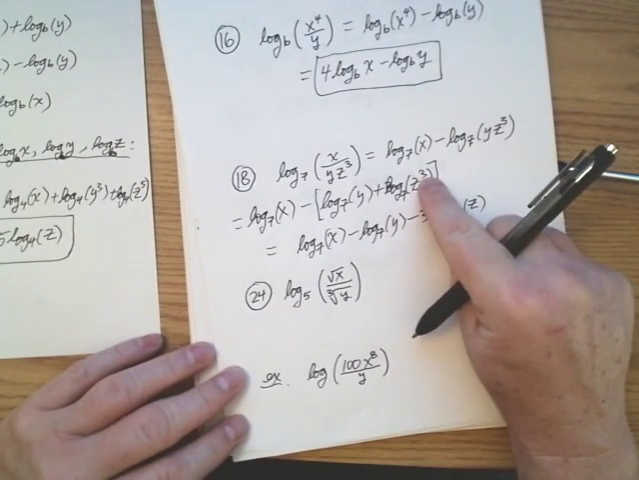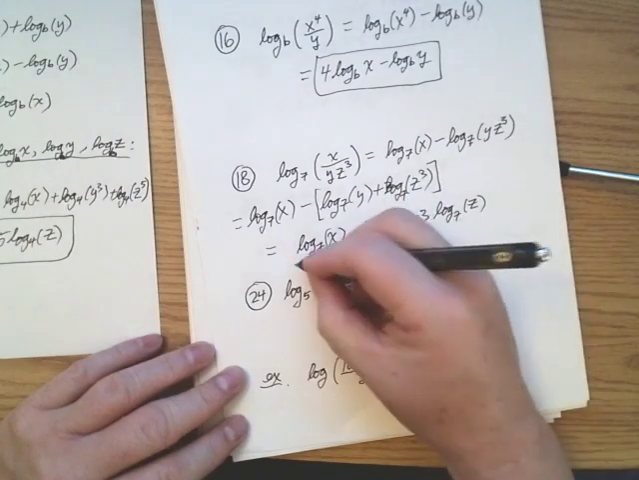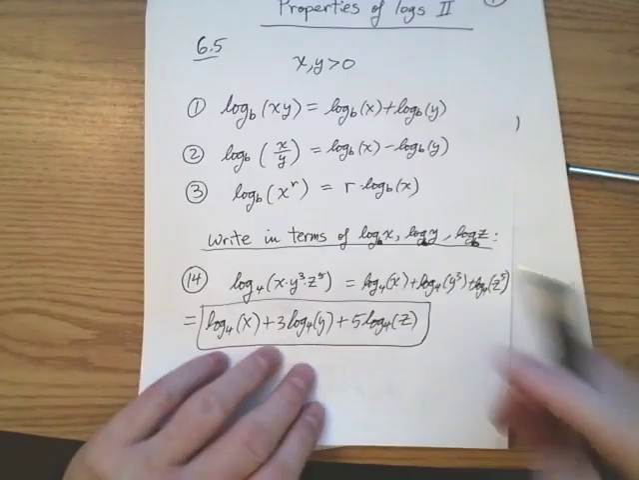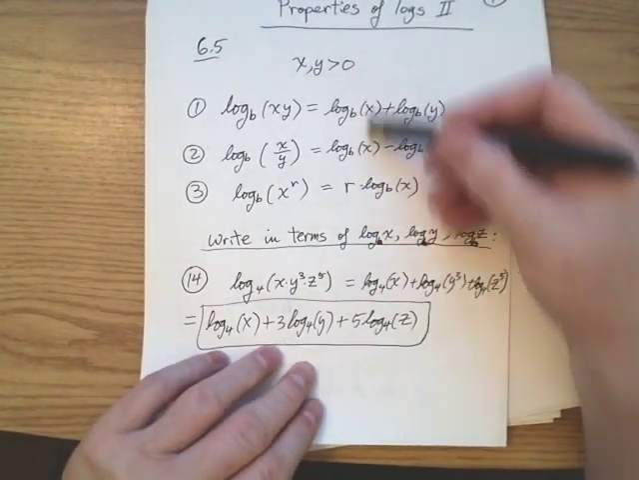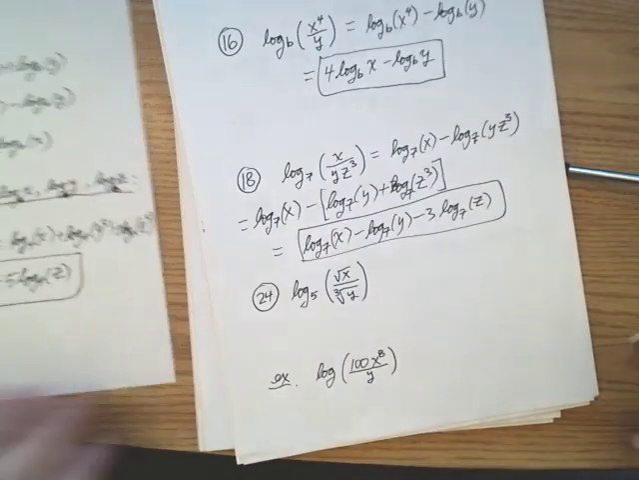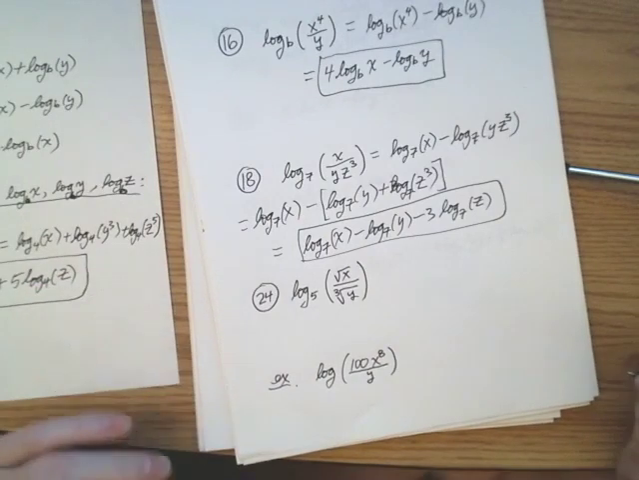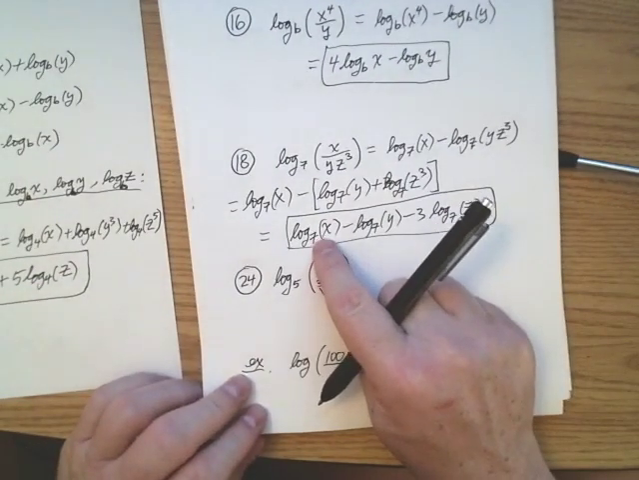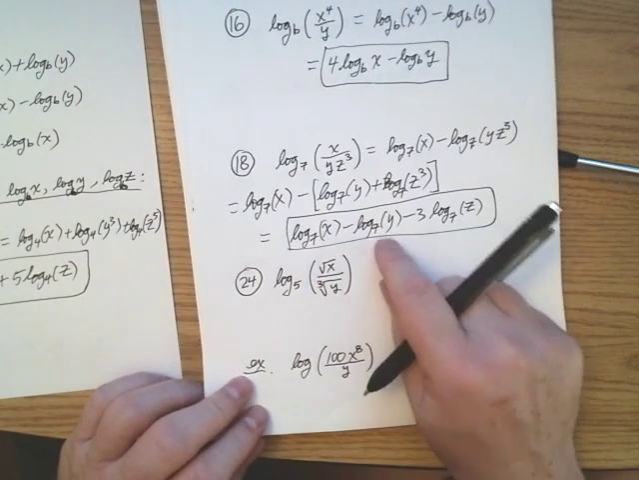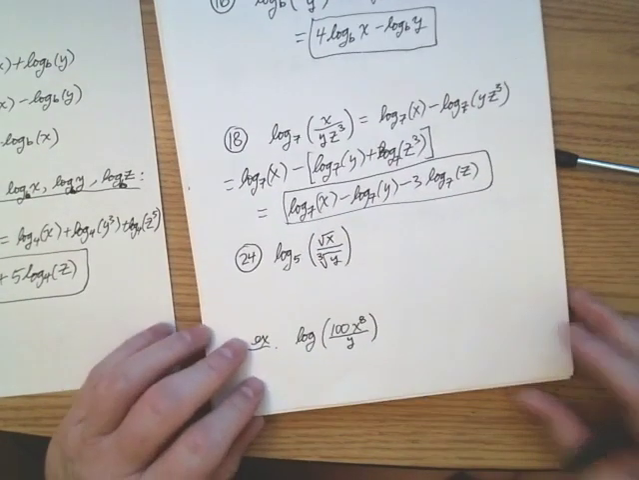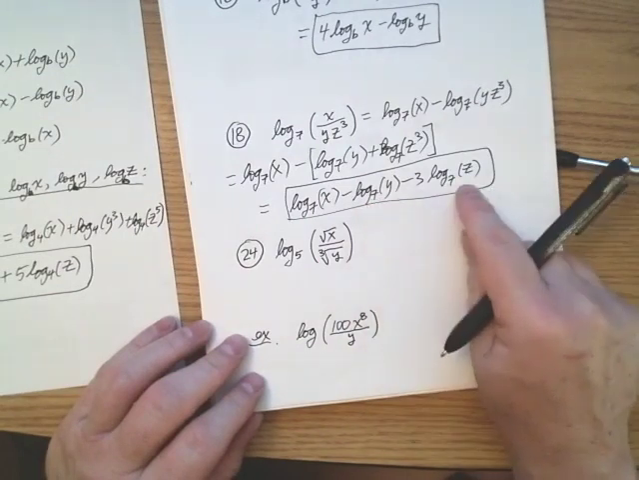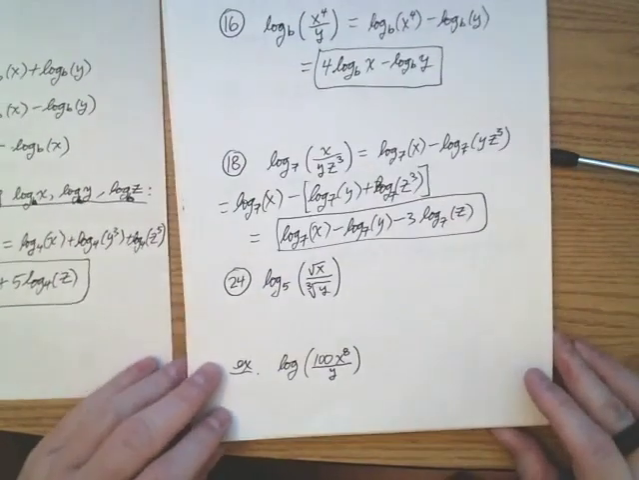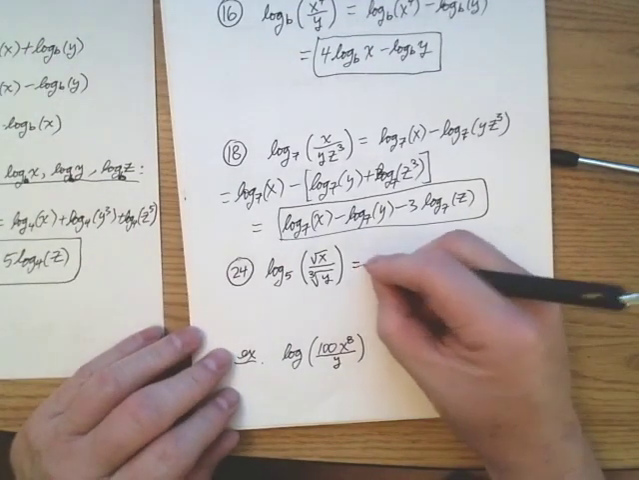Notice I also jumped in there and did what? I brought the 3, the third power, out front as a multiplier using our exponential property. Okay, so there it is. The only logarithms left are logarithms of x, logarithms of y, logarithms of z. If I knew what those values were, I could plug them in here and find the logarithm of the original expression here.